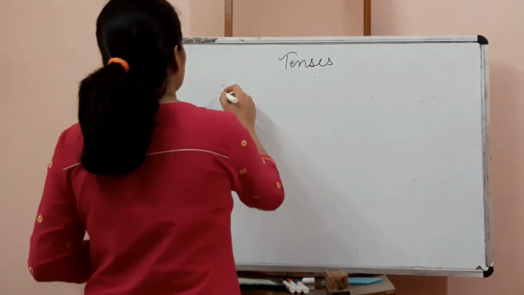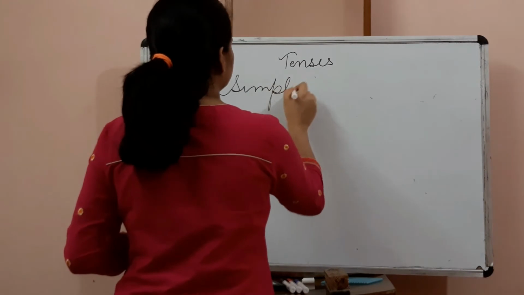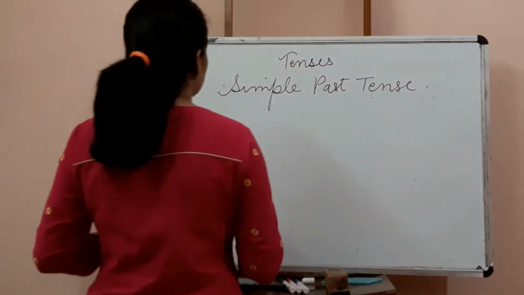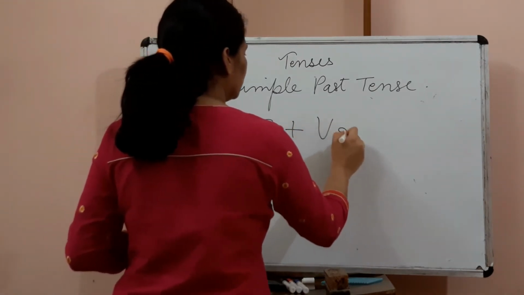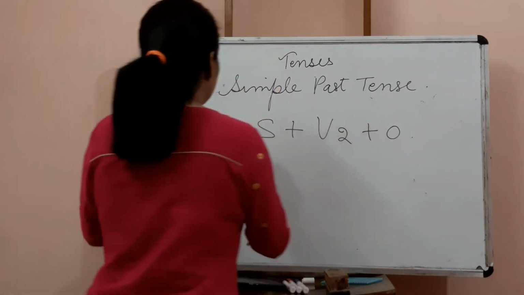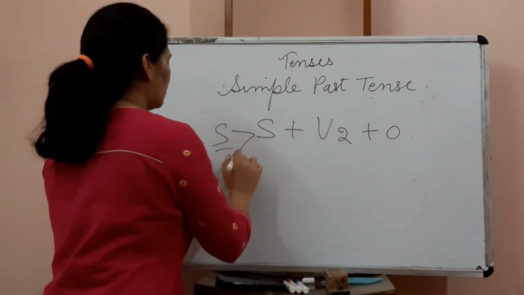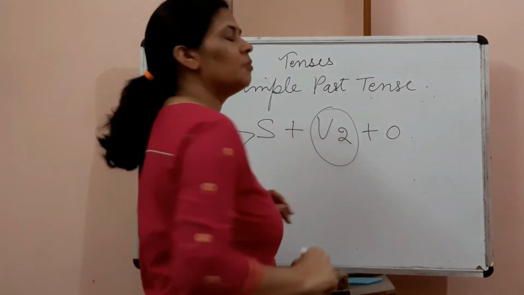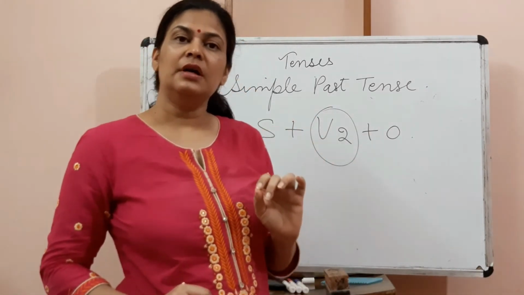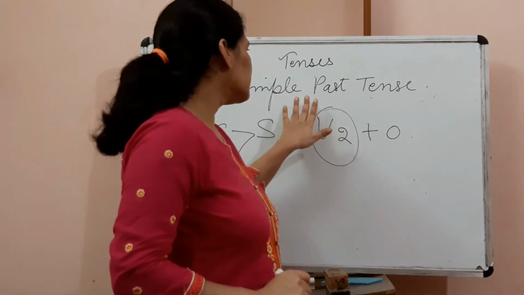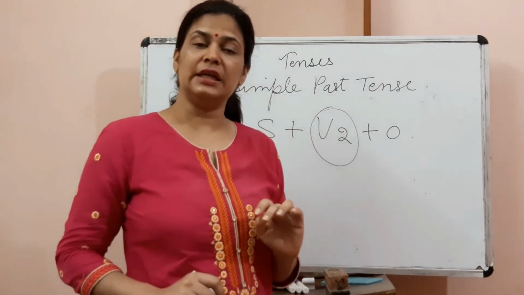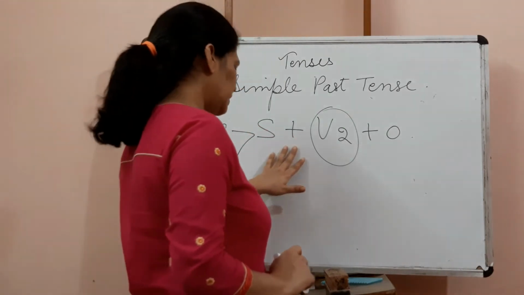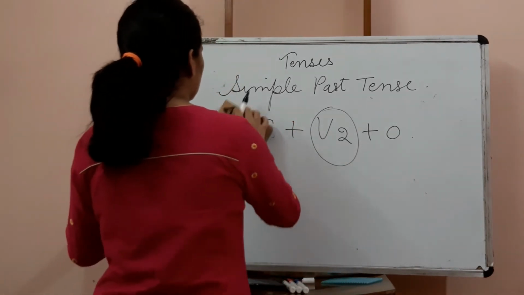How? See, the formula goes like this. Simple past tense. So it is subject plus V2 plus object. Whether the subject is singular or whether the subject is plural, it will always be V2 form of the verb. And remember that this form of the verb or simple past tense is used in story writing, in diary entry, etc. It is very much in use. So you should know it very well and it is easy to remember also.